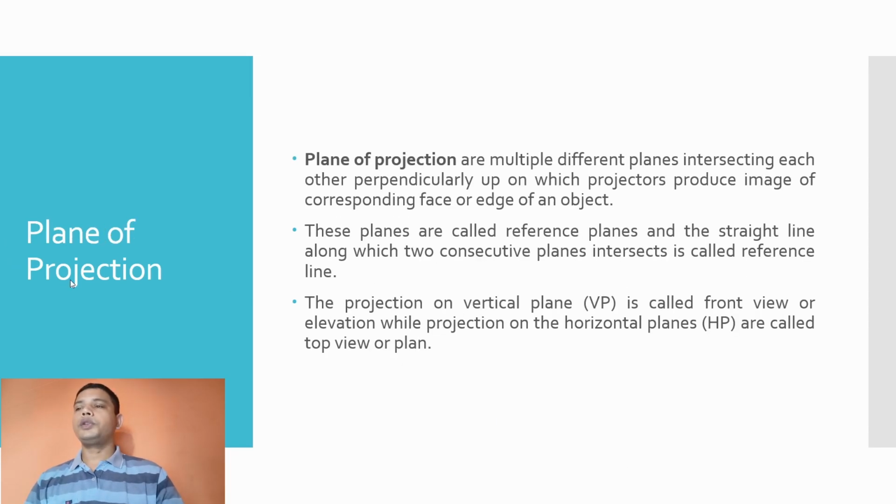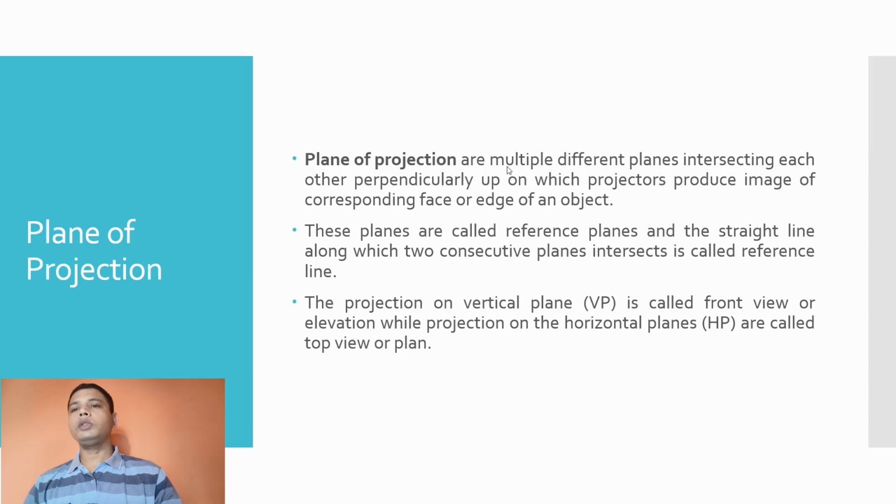Now, plane of projection. Planes of projection are multiple different planes intersecting each other perpendicularly, upon which projectors produce the image of the corresponding face or edge of an object. That means the planes of projection are imaginary planes, of which there are 3 different kinds: the vertical plane, horizontal plane, and the front plane. For now, let's consider the vertical and horizontal plane only.